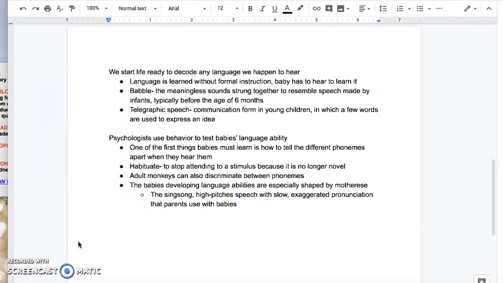Adult monkeys can also discriminate between phonemes, and babies developing language abilities are especially shaped by motherese, which is the sing-song, high-pitched speech with slow, exaggerated pronunciation that parents use with babies, and this is often found good and helpful.